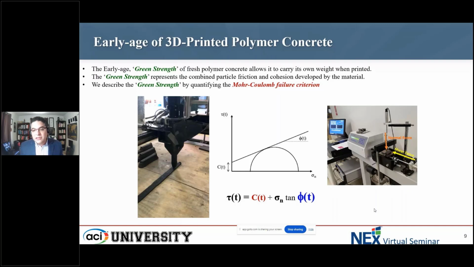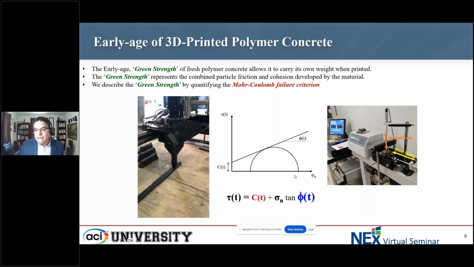To model the printing process, we have to identify the failure criteria for what we call green concrete, or the green material, the fresh material as it's placed, because in the case of 3D printing, you're going to be placing the material and building on it. So we need to know how the Mohr-Coulomb failure criteria actually changes with time. In this case, for example, what we're showing here is that both the cohesion and the friction angle change with time.